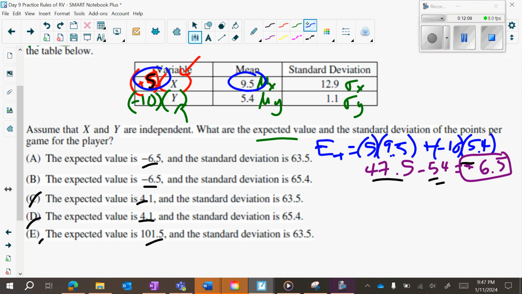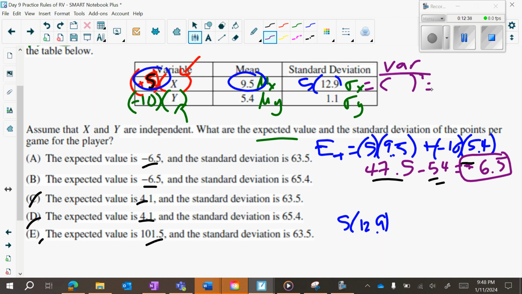What you have to do is you can multiply 5 by 12.9 to get the standard deviation of x, right? But you're not allowed to work with that. You need to work with the variances because if you want to combine them together, you actually have to get the variance. So once you multiply 5 by 12.9, you're going to have to square that number to get the variance of x.